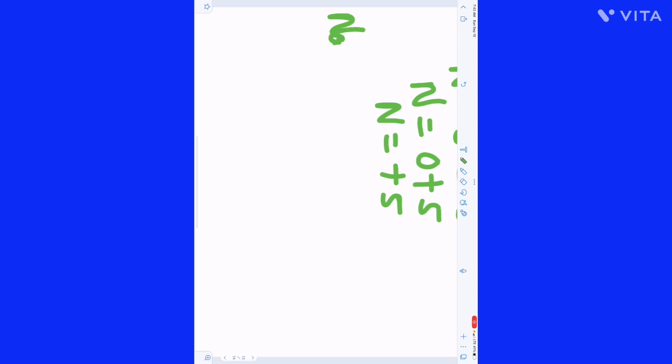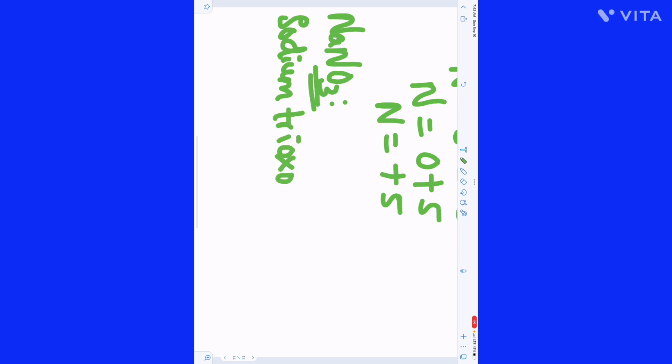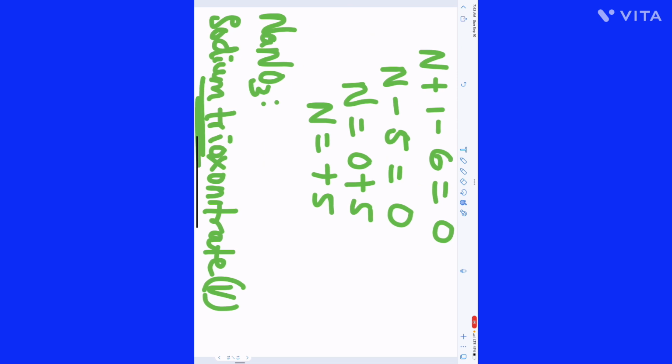Now, if you have N as +5, NaNO3, what do we call the compound? We call it sodium. We mostly read our cations first. Sodium trioxo. You can see 3 oxygen atoms. Trioxo nitrate, and the nitrogen oxidation state. Trioxo nitrate what? 5. It's a salt. So take note of how we use oxidation numbers to name inorganic compounds.